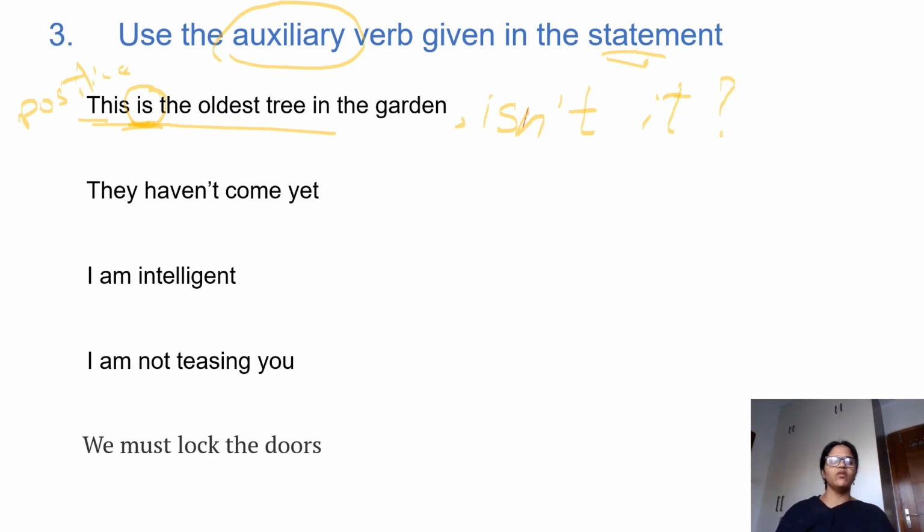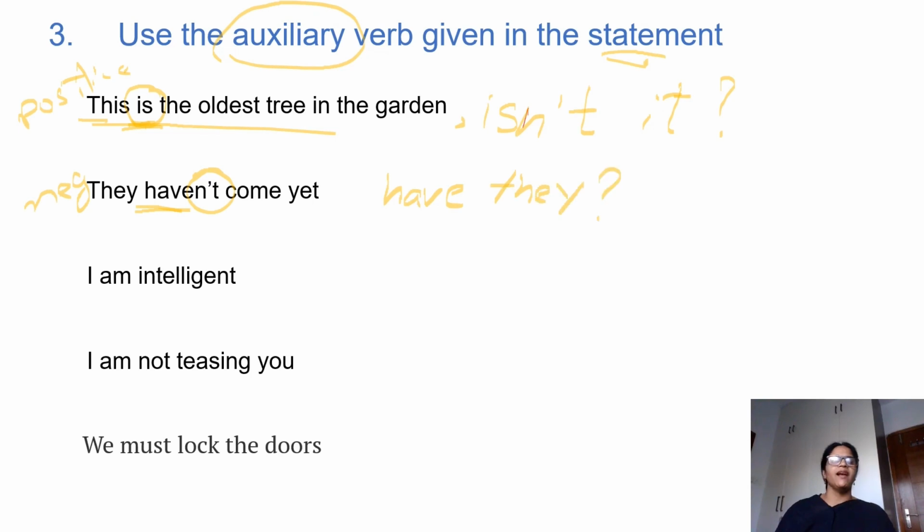They haven't come yet. What is the auxiliary verb in this statement? Have is an auxiliary verb. Let us use that have here. The statement is negative, right? We have not, haven't. The statement is negative, so we need a positive tag: have they?